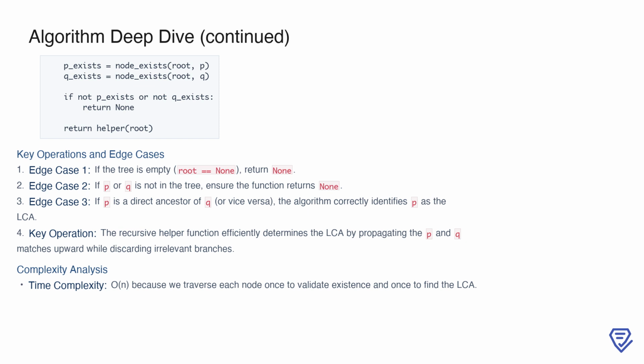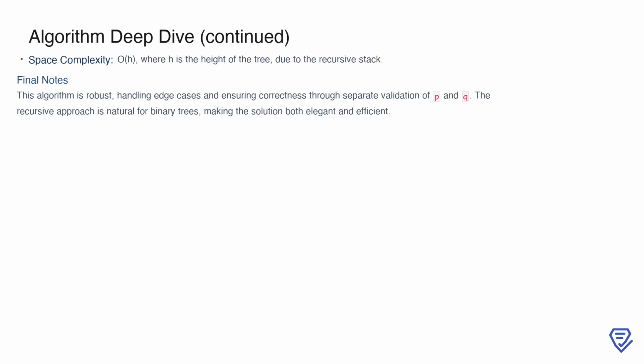The recursive helper function ensures efficiency by propagating results upward and discarding irrelevant branches. This avoids redundant computations, contributing to the overall efficiency of the solution. The time complexity remains O(n), as each node is visited once during the validation and once during the LCA search. The space complexity of the algorithm is O(h), where h is the height of the tree.